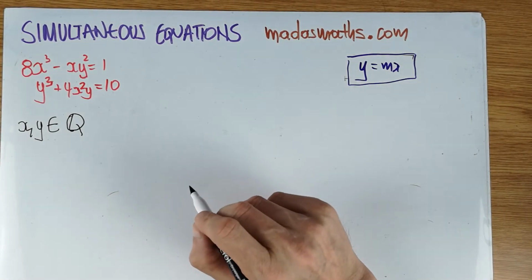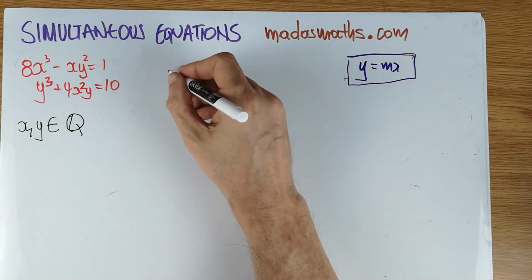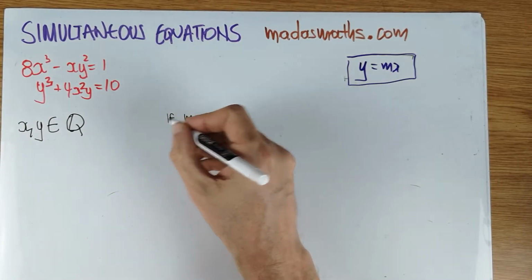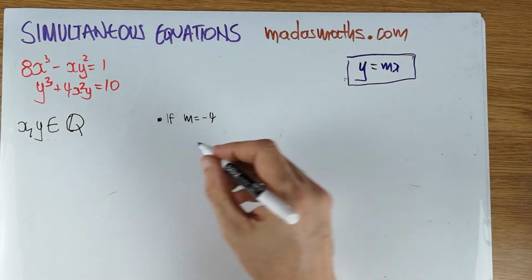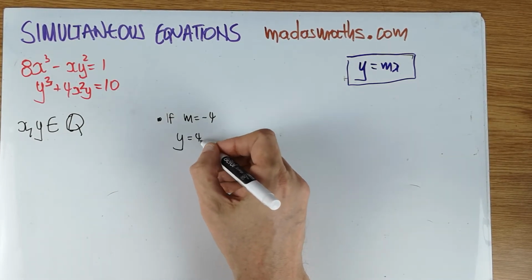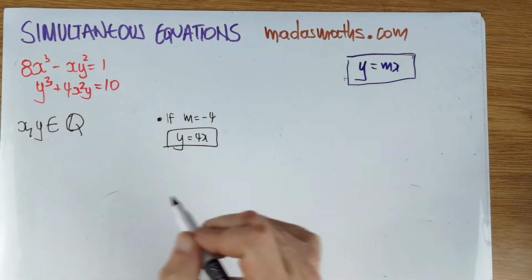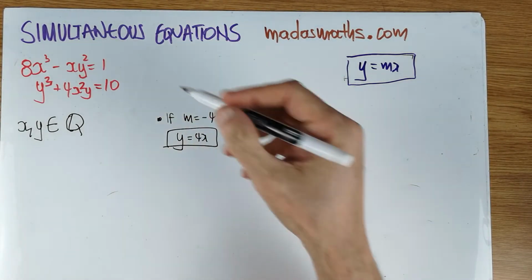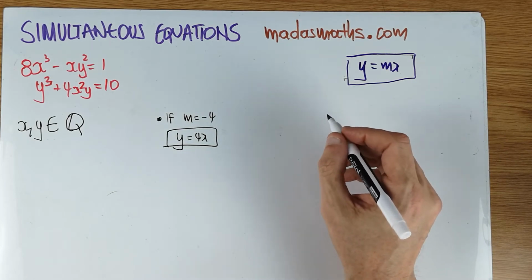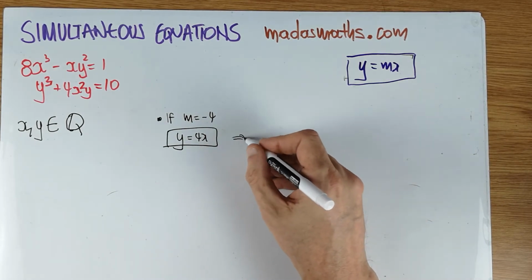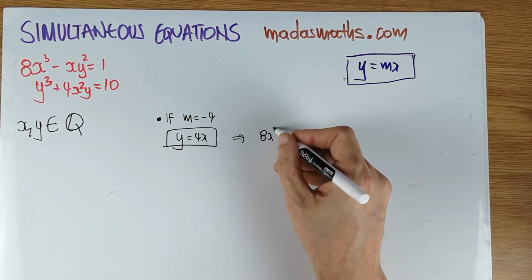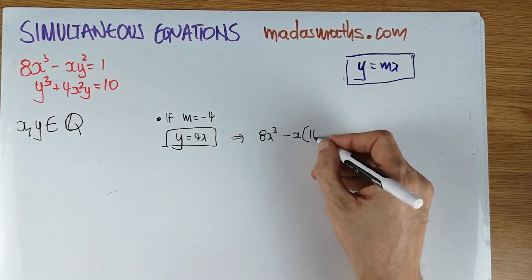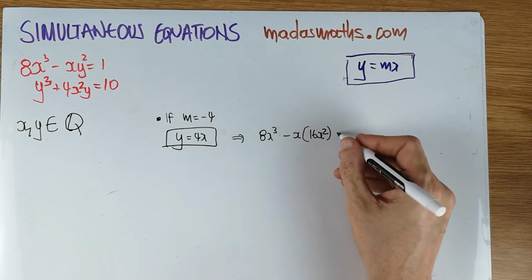Okay, not 4, m is equal to minus 4. So if m is equal to minus 4, this equation becomes y is equal to 4x. Then if we take one of the equations, let's go for this one here, or this one, that doesn't really matter, there's not much difference between them.